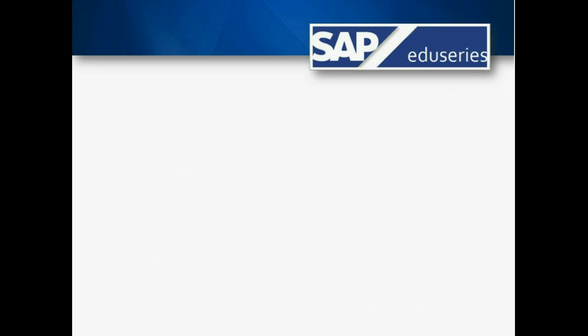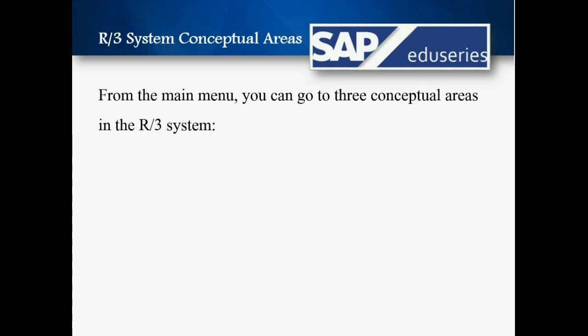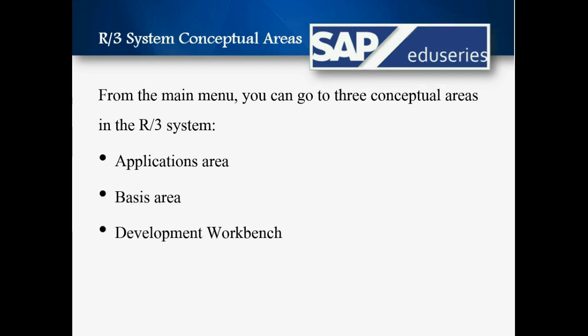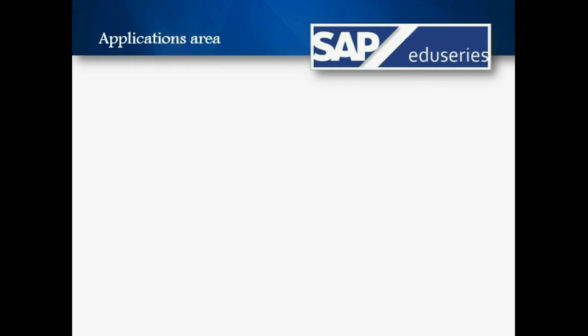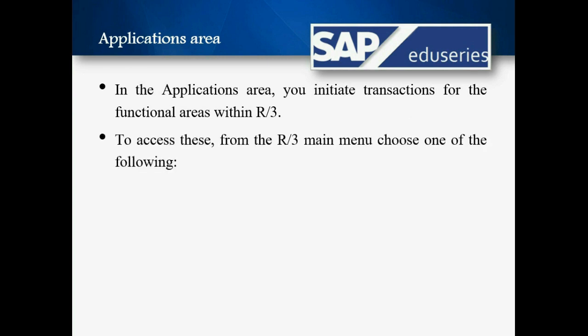This slide is about R3 system conceptual areas. From the main menu, you can go to 3 conceptual areas in the R3 system: Applications area, Basis area, Development Workbench. Applications area. In the Applications area, you initiate transactions for the functional areas within R3. To access these, from the R3 main menu choose one of the following.